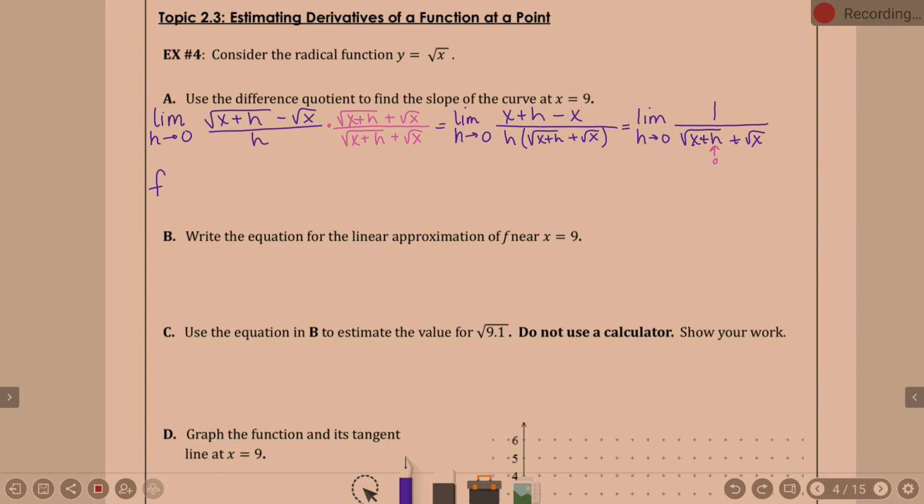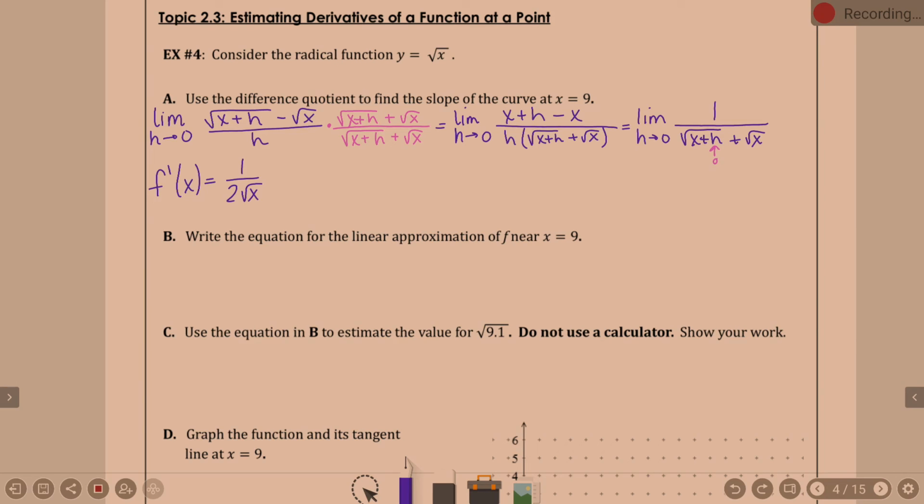In my notes, I have this written as f prime of x as 1 over 2 square root of x. I have it written as f prime of x because it is the derivative of f at x. Yes, you could rationalize, but it's unnecessary. Okay, we're going to leave it like this, 1 over 2 square root of x.